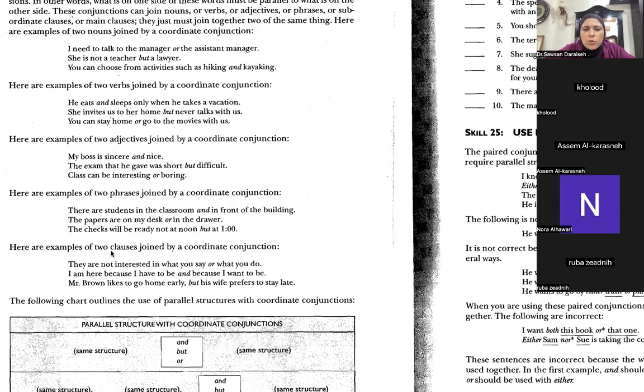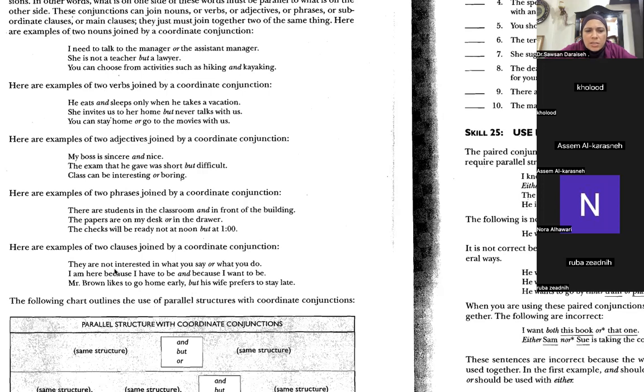Here are examples of two clauses. Now we want to talk about what? Using clauses joined by a coordinate conjunction. These are clauses, all right? Remember the clauses that we took that start with which, that start with that, all right? That start with but, probably, all right? Because, look at here what we have: but, because, what else, what, see? So different kinds of clauses here.